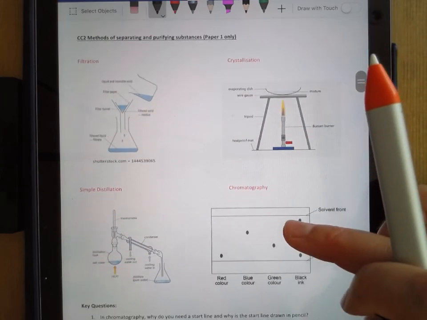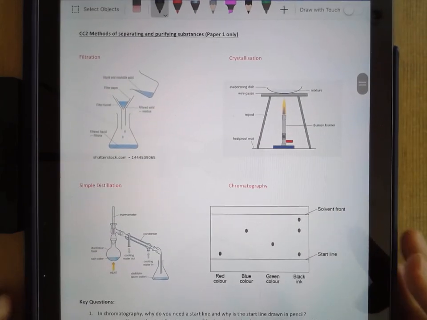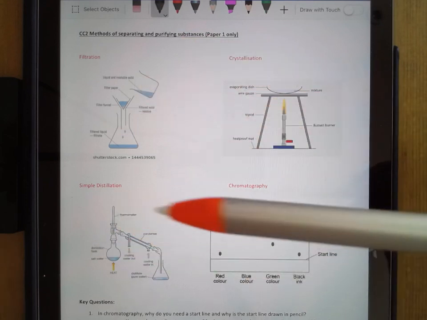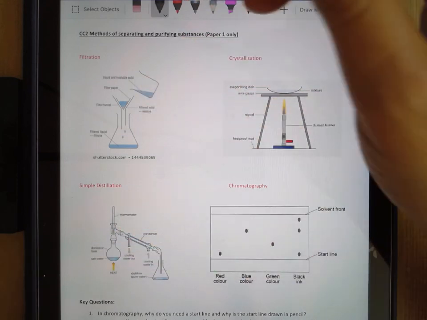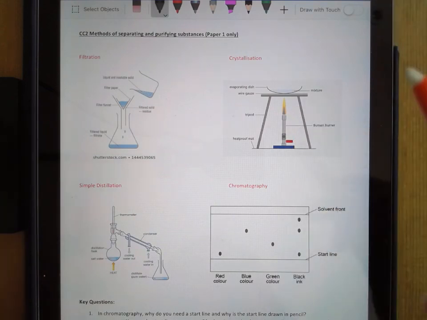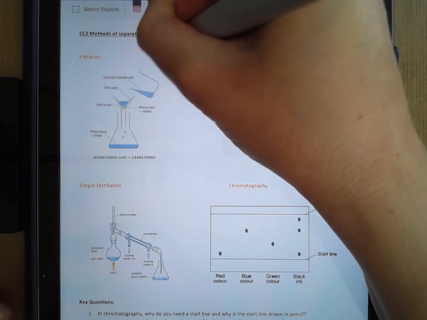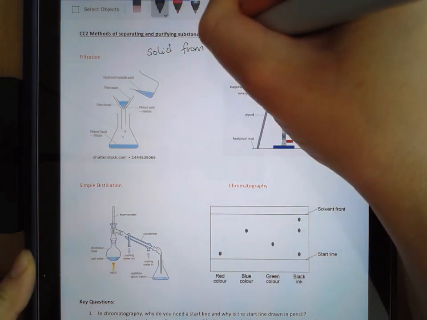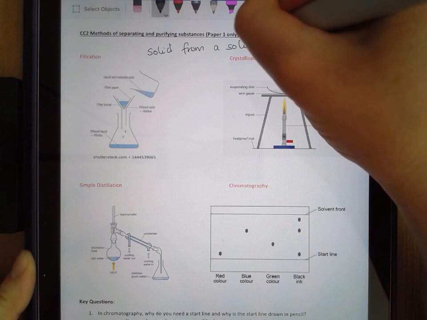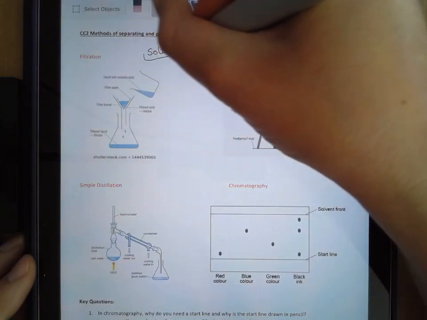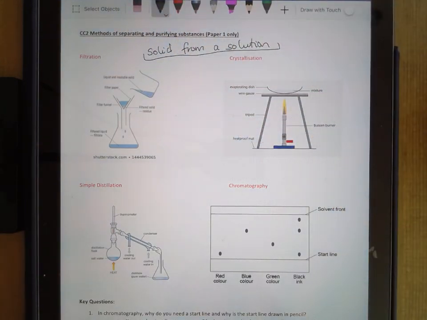The next bit I'm going to do in this video is separating mixtures. There's 4 different methods of separating mixtures: filtration, crystallization, simple distillation, chromatography. Okay, if I just look at the first 2, we're going to look at them together. Okay, if you were asked to separate a solid, if you had a solid in a solution, and you were asked to separate all of it out, how would you do it?